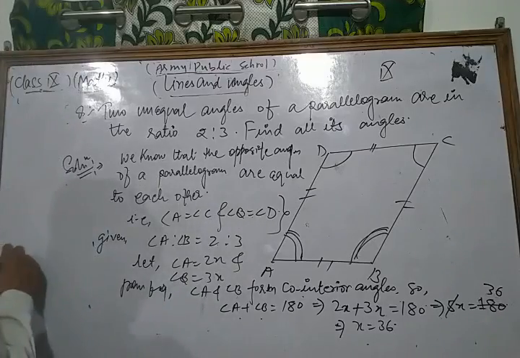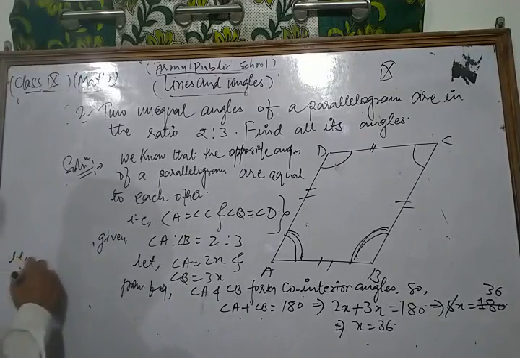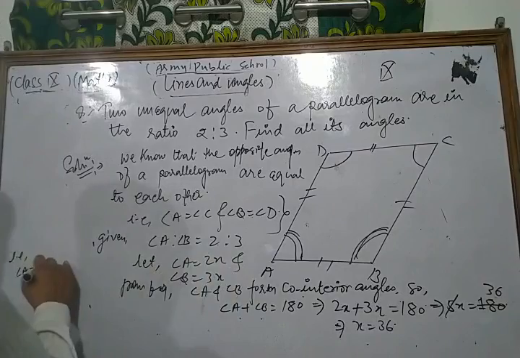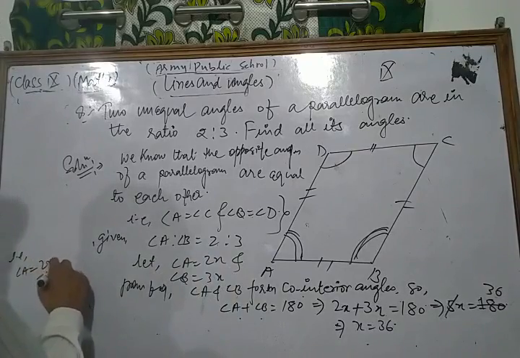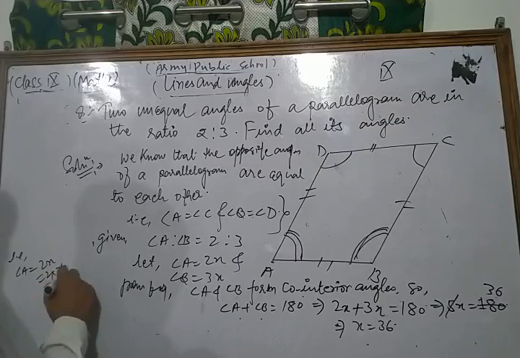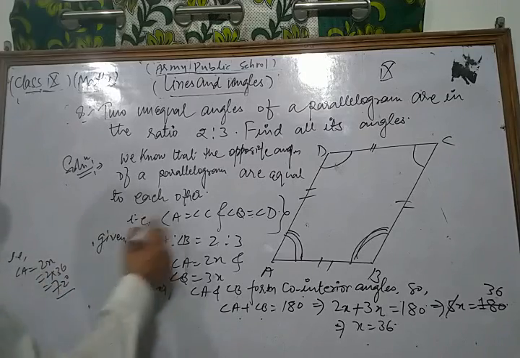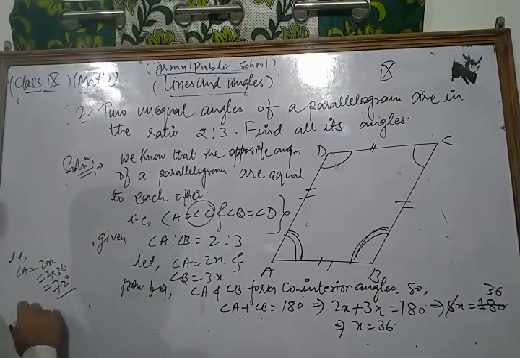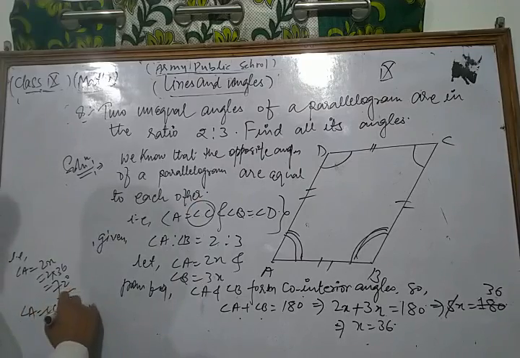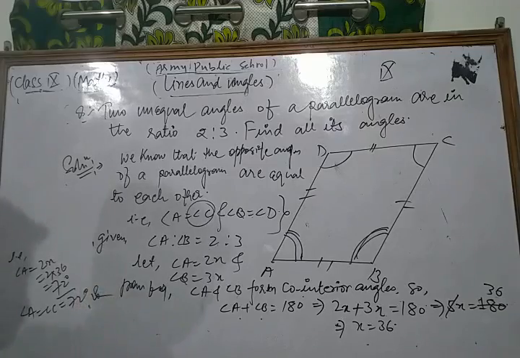Thus we get angle A is 2x. That is 2 into 36, that is 72 degrees, which is equal to angle C also, because opposite angles are equal. So angle A is equal to angle C is equal to 72 degrees. This is the first answer.